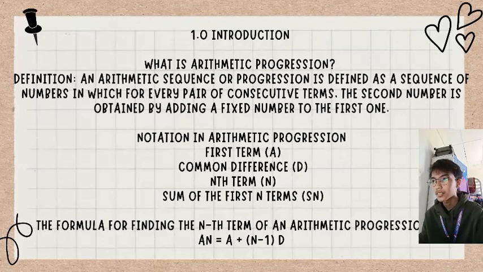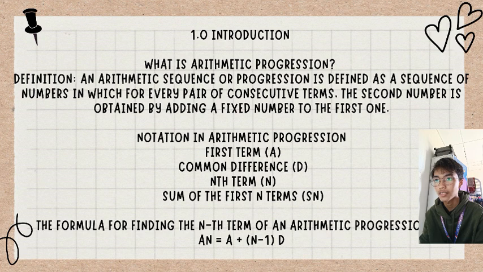To start with, let's look into the introduction. So the first one is, what is arithmetic progression? Arithmetic progression by definition is defined as a sequence of numbers in which for every pair of consecutive terms, the second number is obtained by adding a fixed number to the first one.